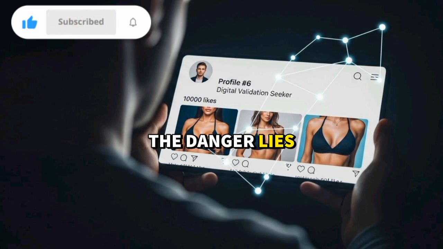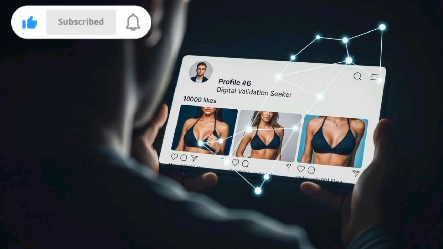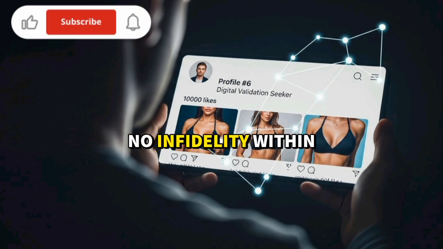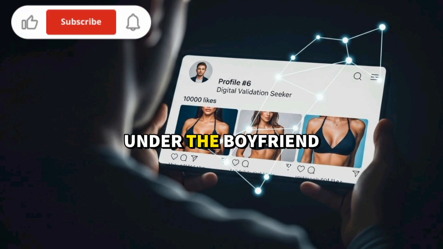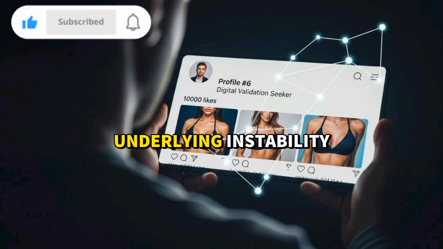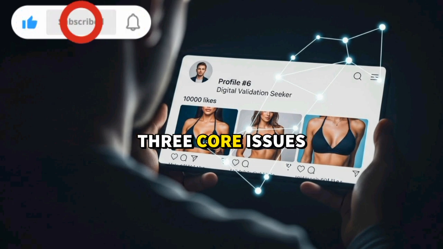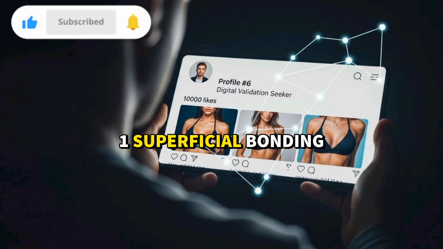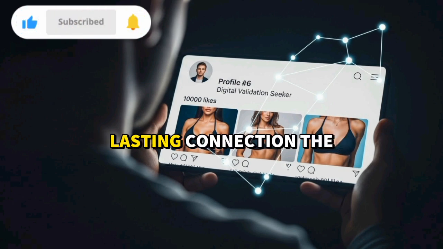The danger lies in the disguise of promiscuity behind a facade of commitment. Technically, there was no infidelity within each bond, yet the constant rotation of partners under the boyfriend label reveals an underlying instability. This pattern is destructive due to 3 core issues. 1. Superficial bonding. The pattern demonstrates an absence of deep, lasting connection.